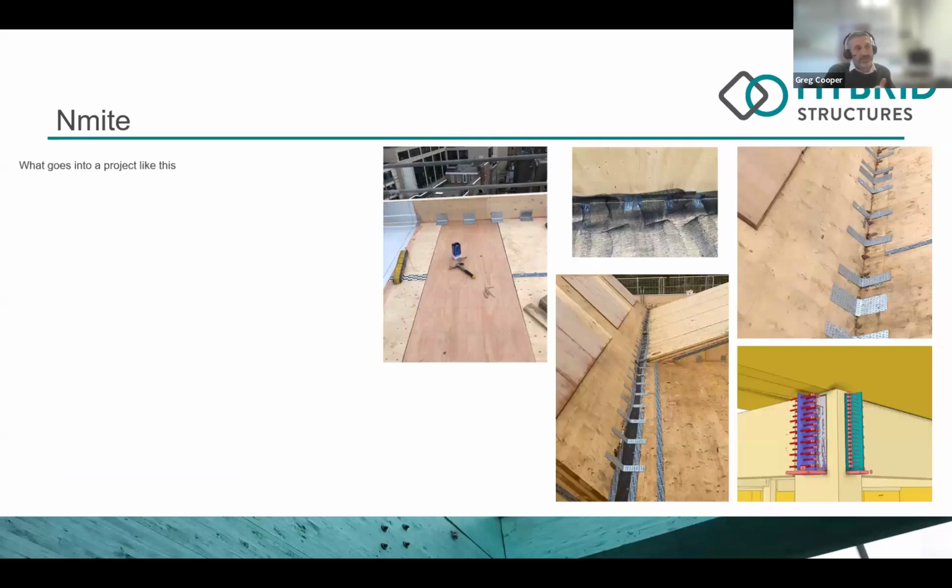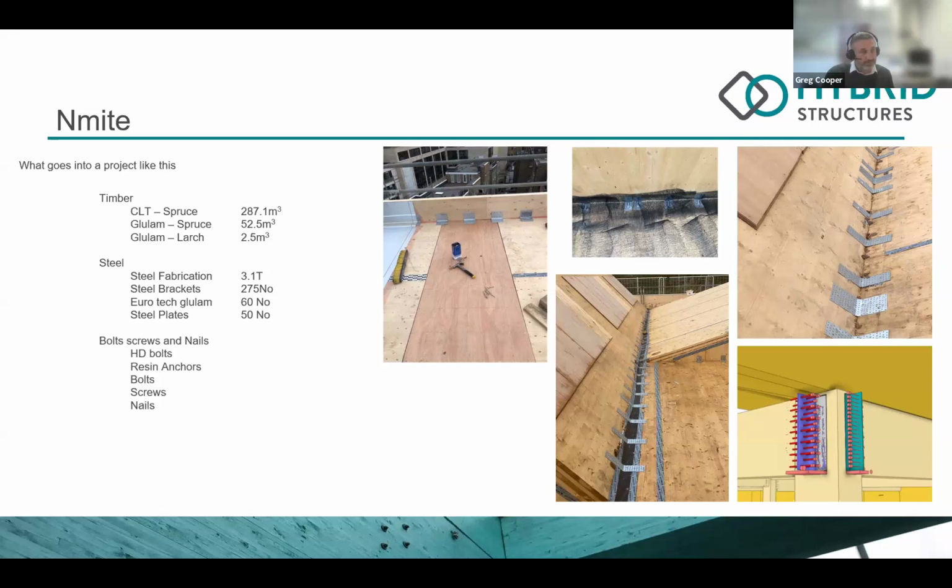So as with all builds, buildings are made up not just of wood, they're made up of lots of components. To give people an idea, in total, we used 3 different types of wood on this. We used CLT spruce, glulam spruce, and glulam larch, and those are the quantities. Approximately 350 cubic meters of timber went into the project. On top of this, there's 3.1 tons worth of steel, 275 brackets, Eurotech plates of 60, and steel plates, as you can see in the top right corner, of 50 number.